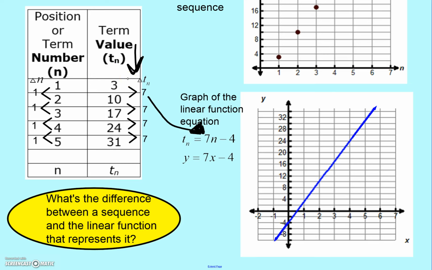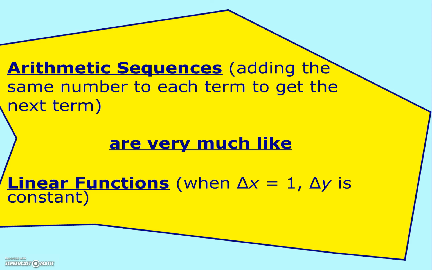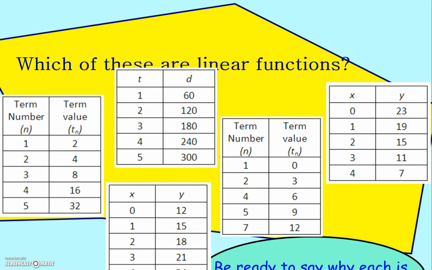So what's the difference between a sequence and a linear function that represent it? Nothing. Because you can come up with the equation with just the sequence. So arithmetic sequences, adding the same number to each term to get the next term, are very much like linear functions. When the change of x equals 1, the change in y is a constant. So which of these are linear functions? Remember, constant rate of change.